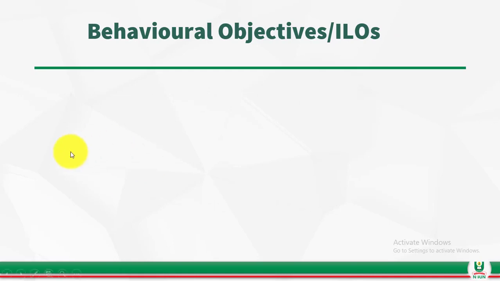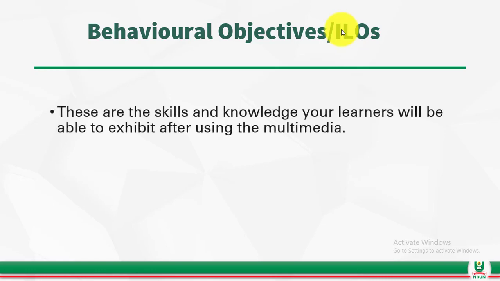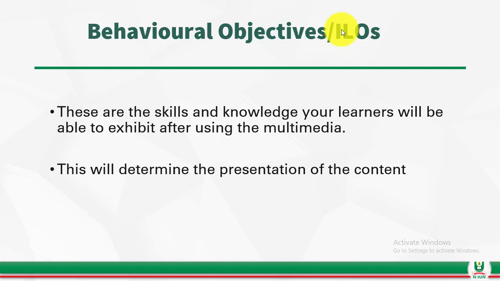Another thing is behavioral objectives, or what we call intended learning outcomes. In my subsequent video also, I will make a distinction between these two, behavioral objectives and intended learning outcomes, because scholars now believe that it's better we stick to intended learning outcomes that capture the entire competencies, the learning outcomes that we want our students to exhibit. These are the skills and knowledge your learners will be able to exhibit after using the multimedia. So if it is a video, for instance, after watching the video, what will they be able to do? You should consider that while you are coming up with your multimedia resources.